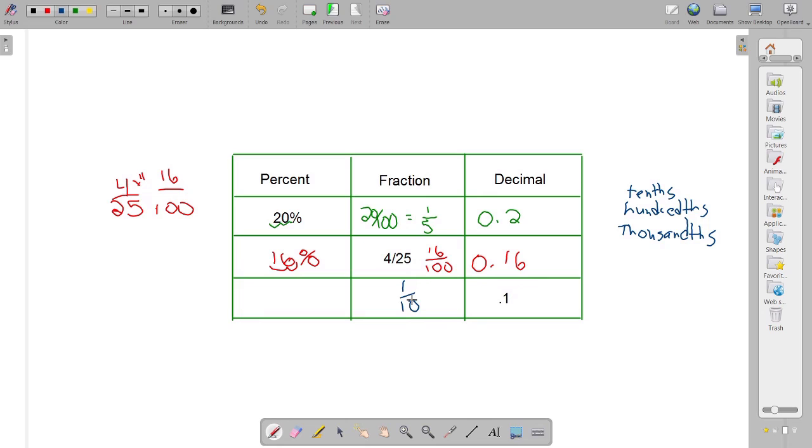And if I want to write that as a percent, remember, I can take my decimal and convert it to a percent just by moving the decimal 2 spots to the right. So 1, I can add a 0 here, and then 2. So in terms of percent, that'll be 10%.